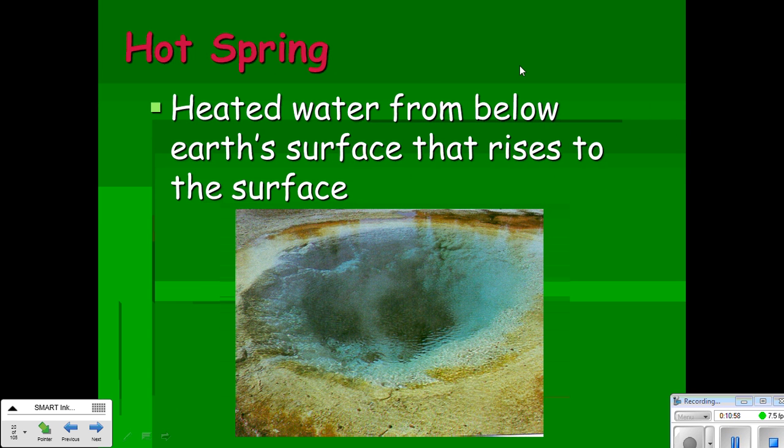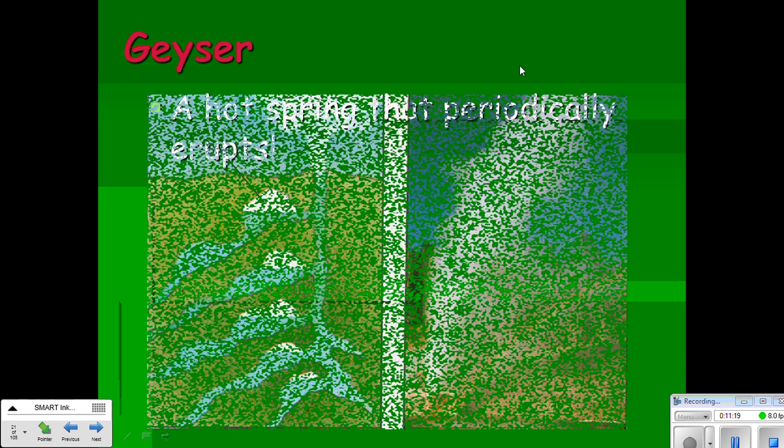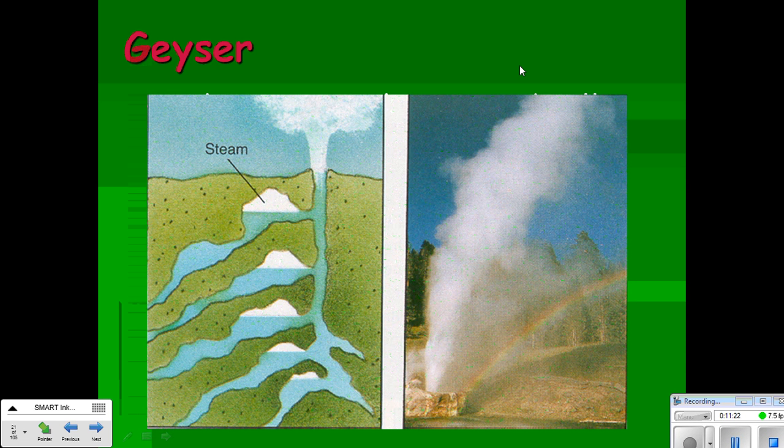A hot spring, heated water from below Earth's surface that rises to the surface. There are a lot of these. If you think about Hot Springs, Arkansas, they do a whole lot of spas and that sort of thing right around these hot springs. A geyser, a hot spring that periodically erupts, just like where in the U.S.? Hopefully you're saying just like Yellowstone. That's what this picture is here. We've timed Yellowstone to know when it's going to erupt. It's under so much pressure, and it builds up steam, and that erupts.